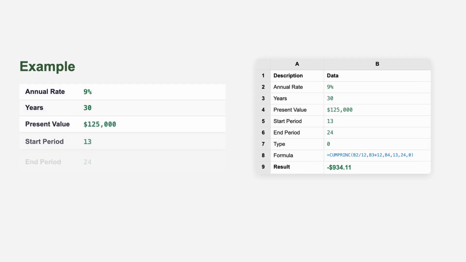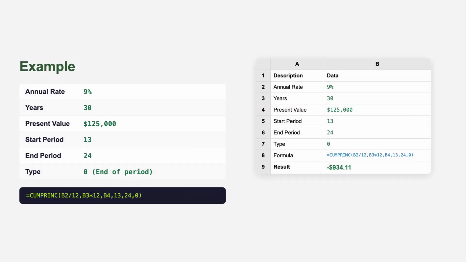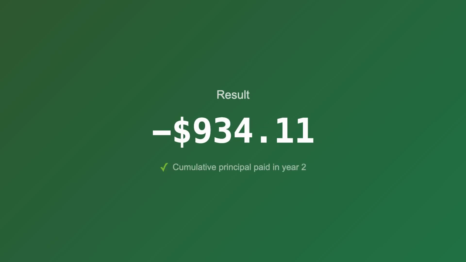Here's an example. We have a loan with a 9% annual rate, a 30-year term, and a present value of $125,000. We want to find the cumulative principal paid during the second year, which is periods 13 through 24. The type is 0 for end-of-period payments. We divide the rate by 12 and multiply years by 12 for monthly periods. The CUMPRINC function returns negative $934.11.